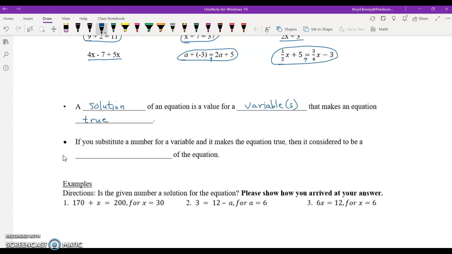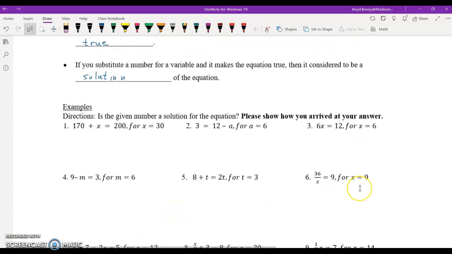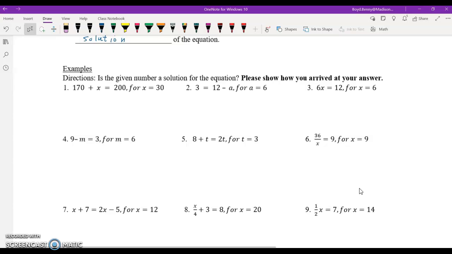If you substitute a number for a variable and it makes the equation true, then it's considered to be a solution of the equation. And actually, that's how you check to see if a number is a solution. So let's look at some examples here. Notice I've got 9 examples. Wow, that seems like a lot.